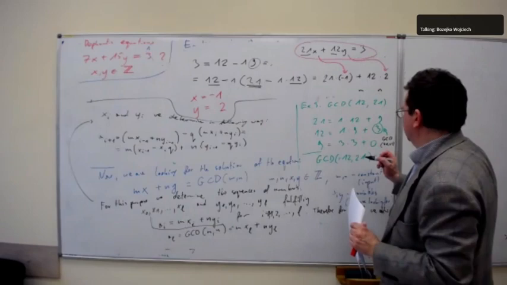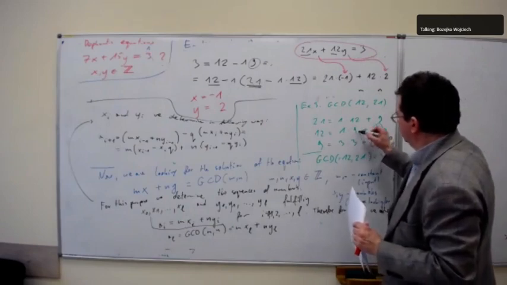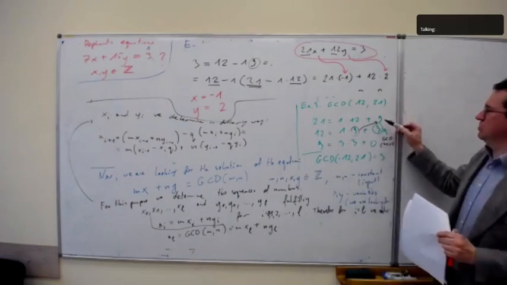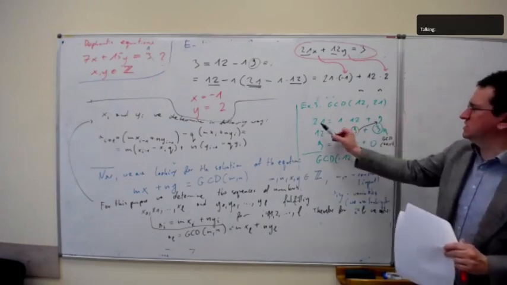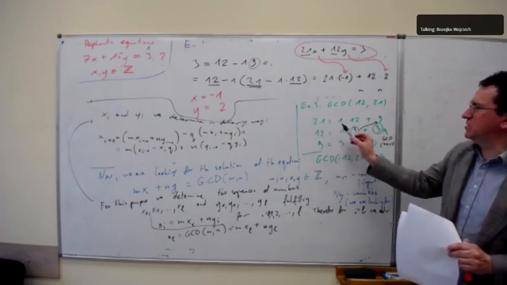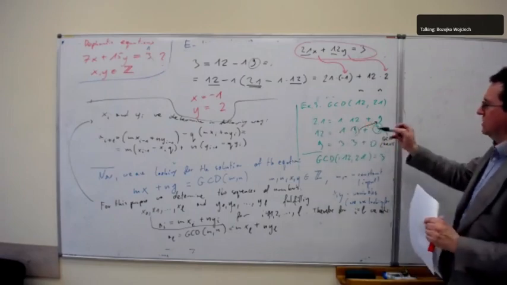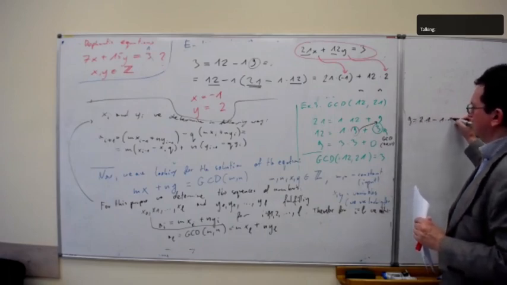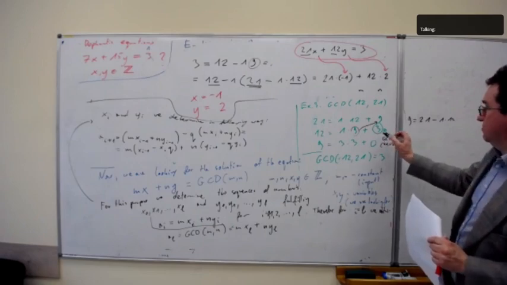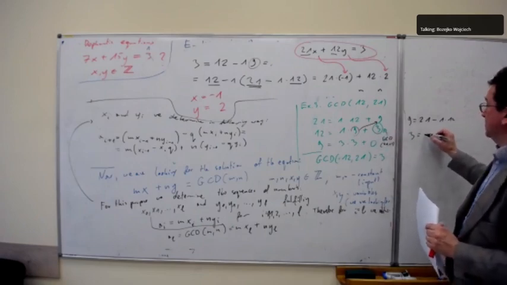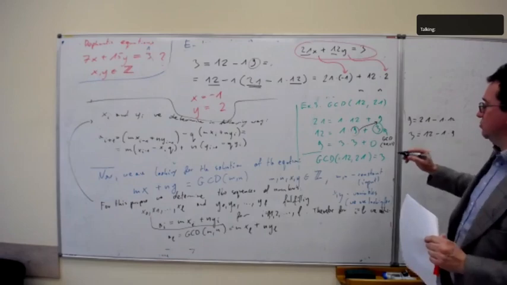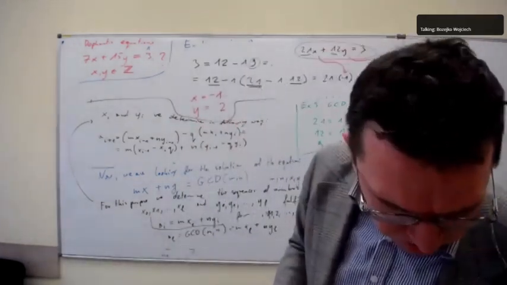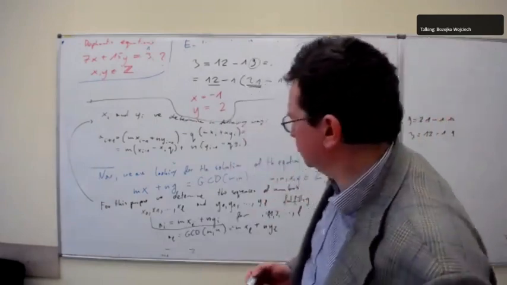For instance, this part can be written as the previous remainder minus this part. Here we have that 9 is 21 minus 1 times 12. And this 3, for instance, can be written as 12 minus 1 times 9, and so on. So maybe I will make a little bit greater example to show it.